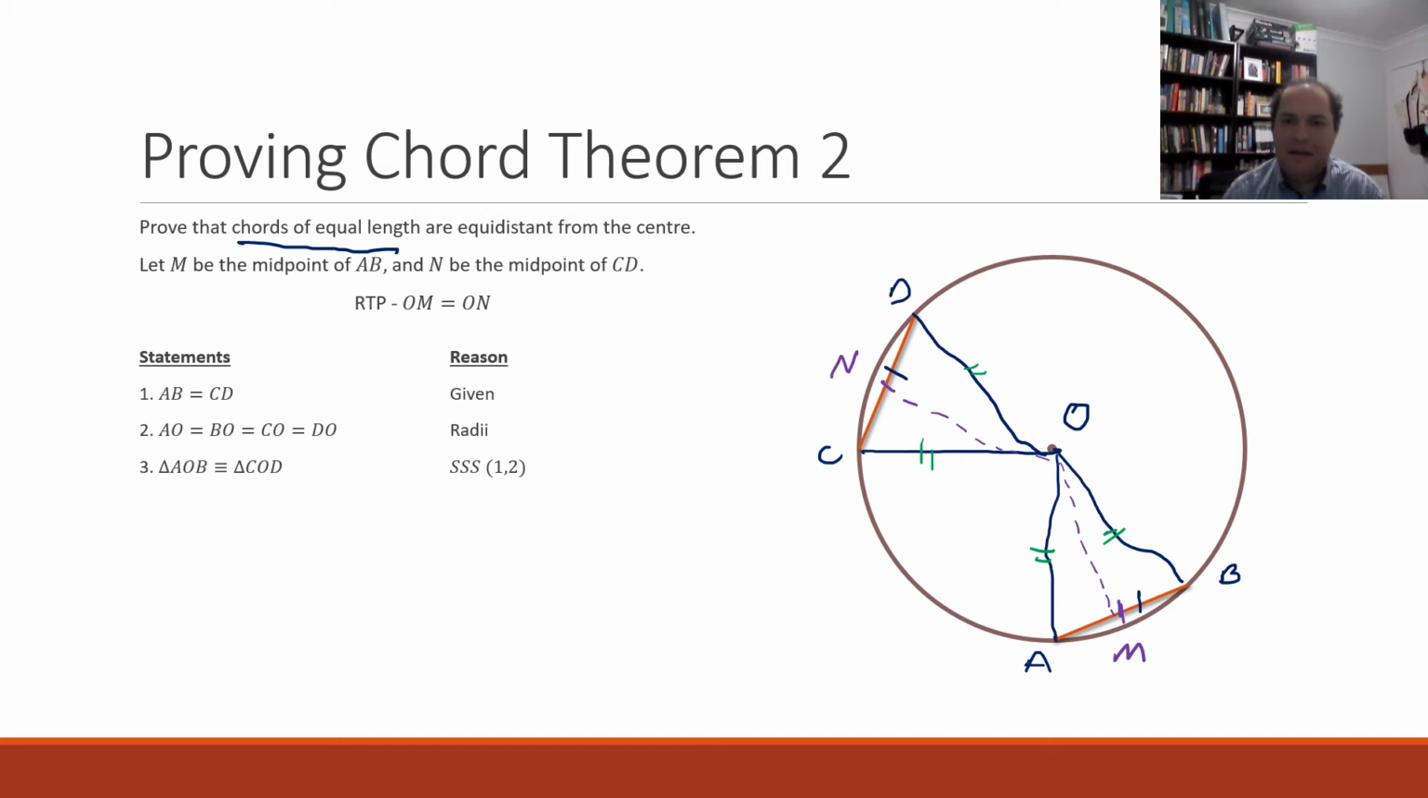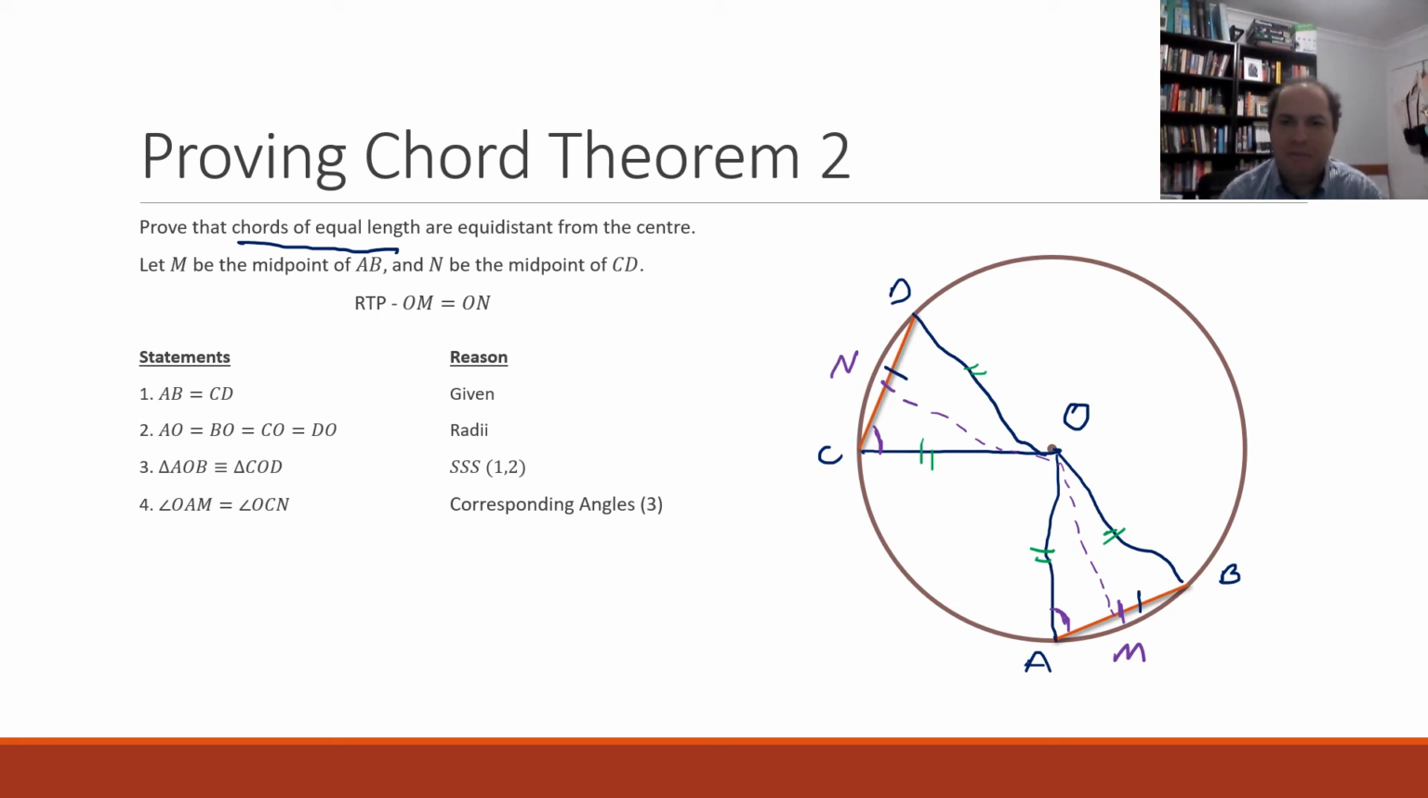Now with that, we can actually say that some of our angles here, in particular OAM and OCN, must be equal because they correspond in our triangles. So OAM and OCN match up in our triangles, they correspond, so they must be equal in size, based on the congruency we proved in step 3.